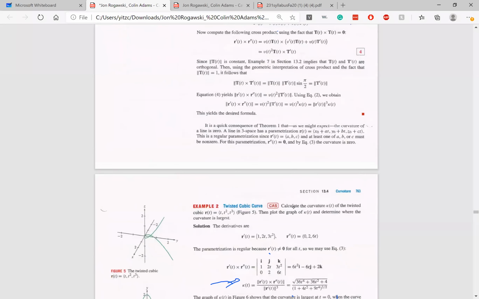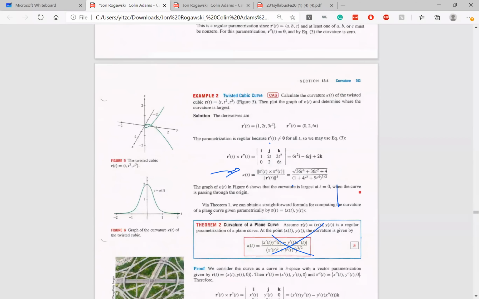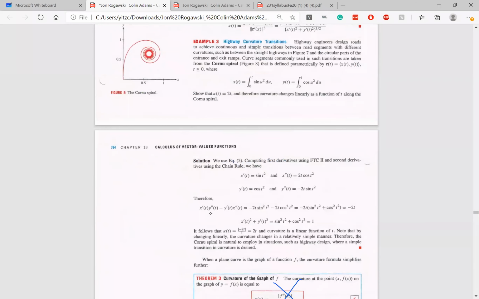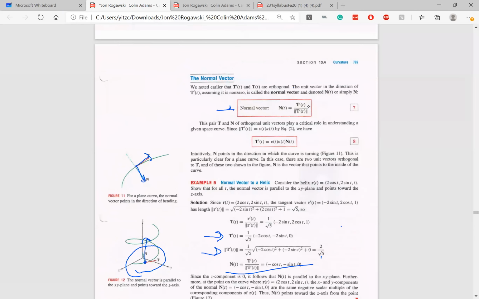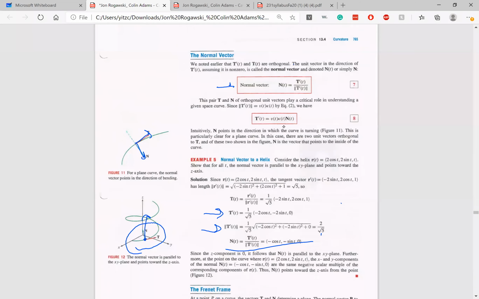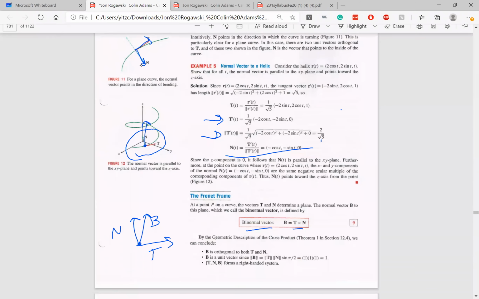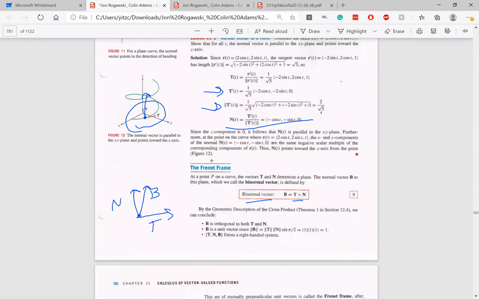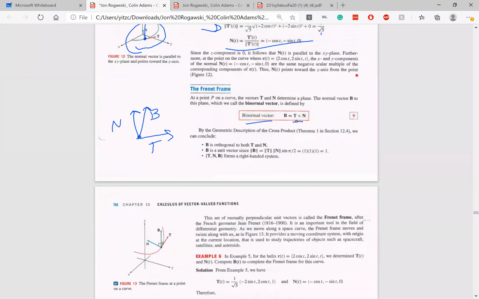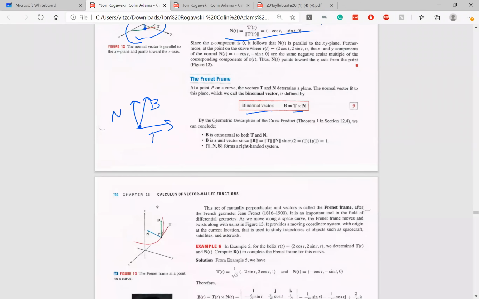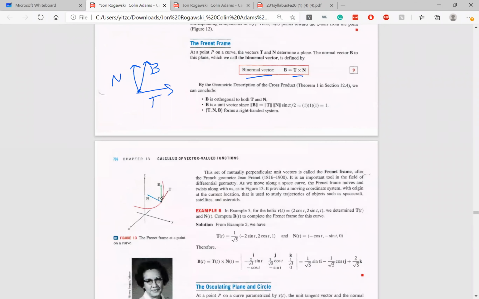And then we looked at the normal vector. The normal vector is the derivative of the tangent vector over the magnitude of the derivative of the tangent vector. And that gave us a vector orthogonal to the tangent. And then we took a look at this frame with the binormal vector, which is t cross n. And now we have 3 different vectors, and they go n, t, and b along the curve.